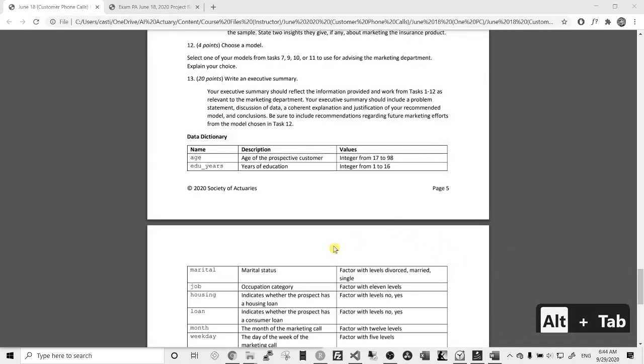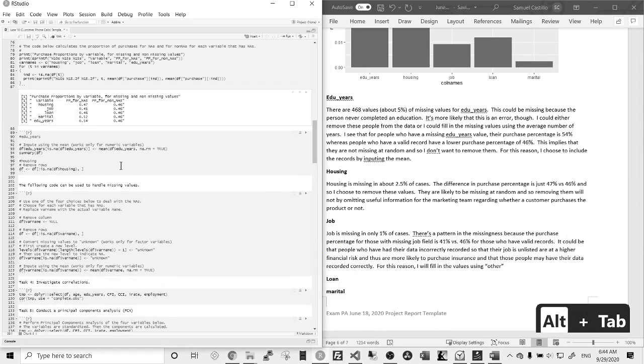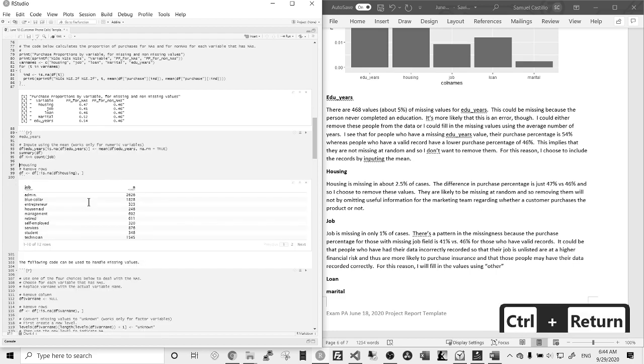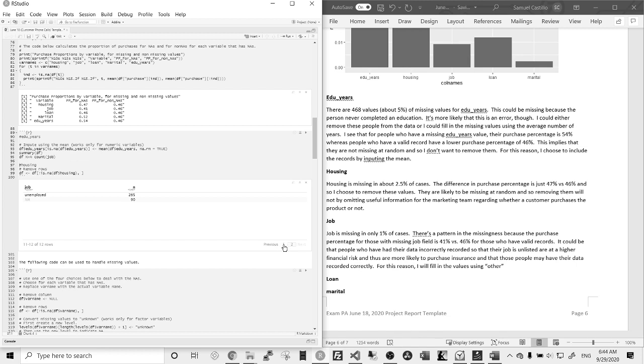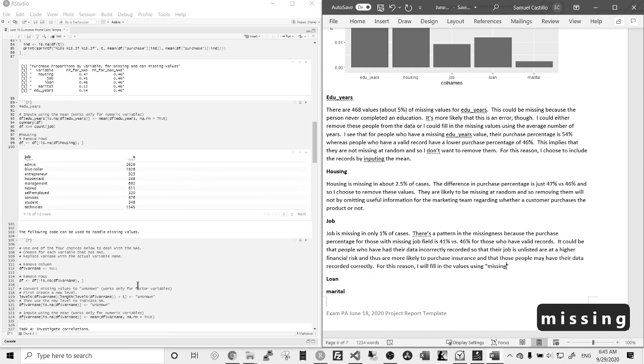So let's look at the job. It's occupation category. Oh, it's a factor with 11 levels. So let's quickly look at df and then count job. And these are all the values. Unemployed, NA. So there are 90 values which are NA. I don't see that there's an other field, so I'm just going to create a new field that's called missing. And the way to do that is just to do this.